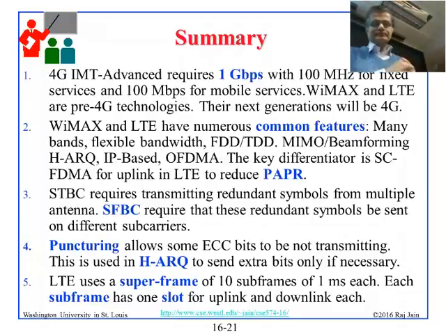That's the summary. 5 key points. 4G IMT advanced requires, well, I didn't talk about 4G, so the first point probably will be good for the next lecture. We will talk about 4G. That requires 1 gigabit per second, which LTE cannot deliver. So WiMAX and LTE are 3.9. And they have numerous common features: many bands, flexible bandwidth, FDD, TDD, MIMO, beamforming, HARQ, IP-based OFDMA. These are all the same. The key differentiator is SC-FDMA, which is pre-coded OFDMA.